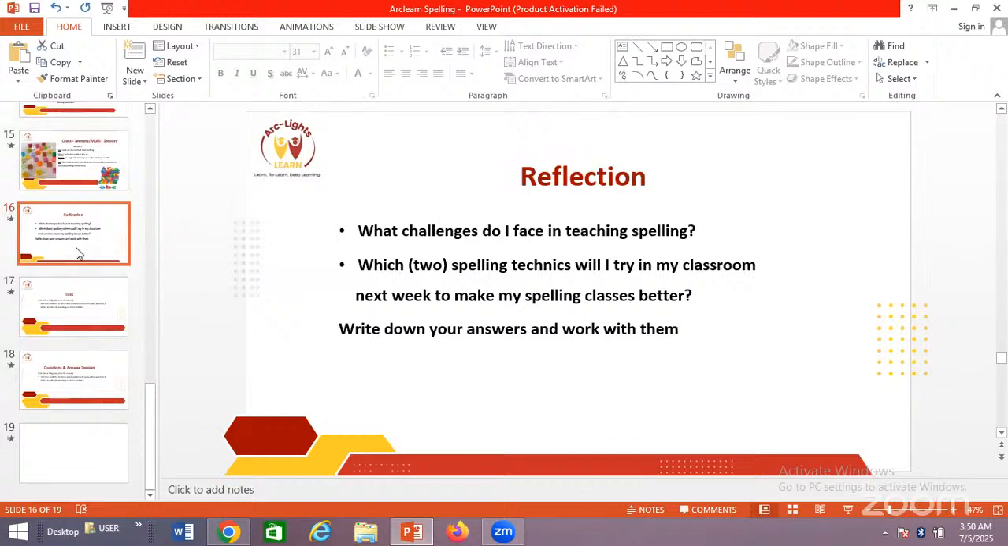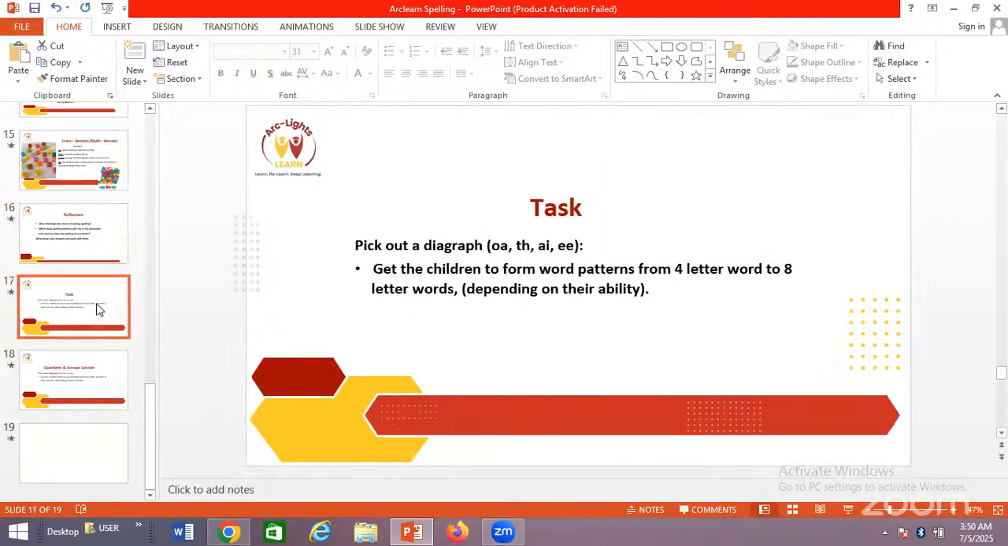So I want to leave you with some reflection because I hear my time is almost up. What challenges do I face in teaching spelling? Which two spelling techniques will I try in my classroom next week to make my spelling classes better? For me, I've used all these things I told you about and they work. So which of these two will you use next week? It's not easy, but you can use it and it works. So you write it down and work with it. Don't just write it down. Write it down and work with it. Is that clear?